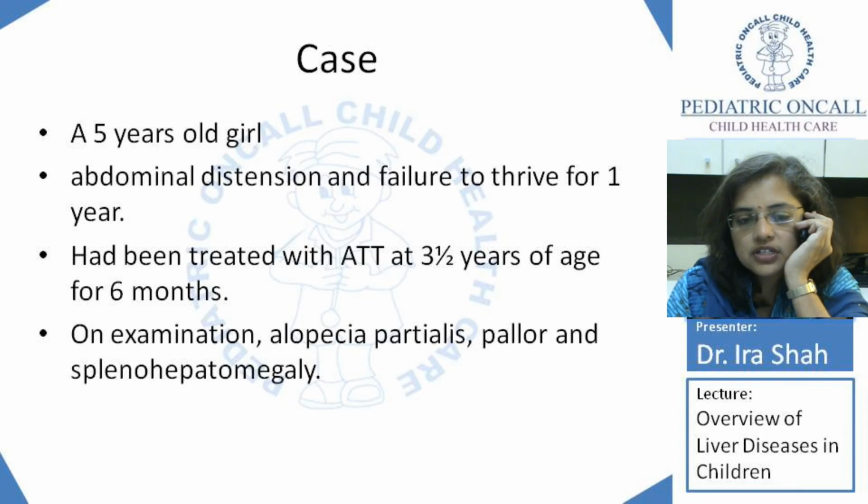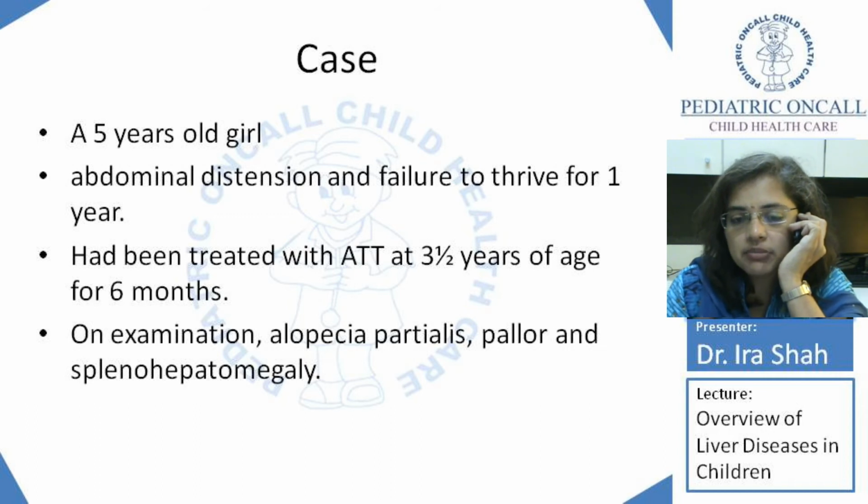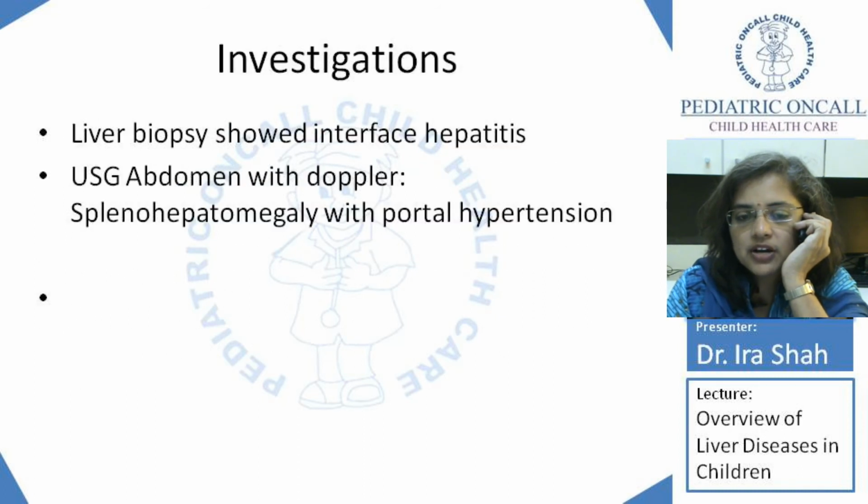Now this is another case. This is a 5-year-old girl. She has abdominal distension and failure to thrive for a year. She was treated with anti-TB treatment at 3.5 years for 6 months. When you see her, you find she has alopecia. She has pallor and she has splenohepatomegaly. So obviously this is some sort of a chronic liver disease. Liver biopsy shows interface hepatitis. An ultrasound shows splenohepatomegaly with portal hypertension.